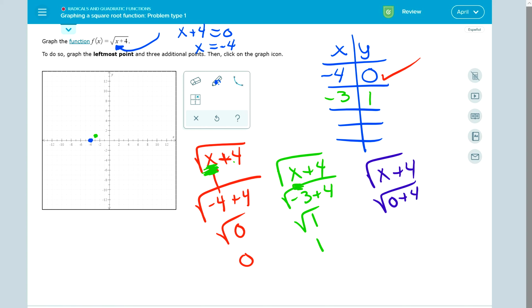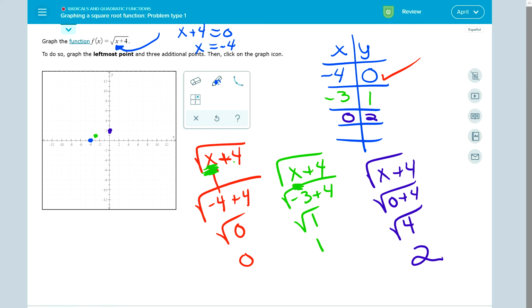I did negative 4, I did negative 3. Negative 2 and negative 1 didn't give me perfect squares, but 0 does. 0 plus 4 is 4, and the square root of 4 is 2. So my next one is when x is 0, y is 2. There we go. I need one more point.